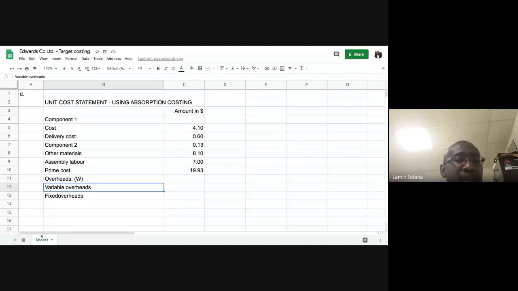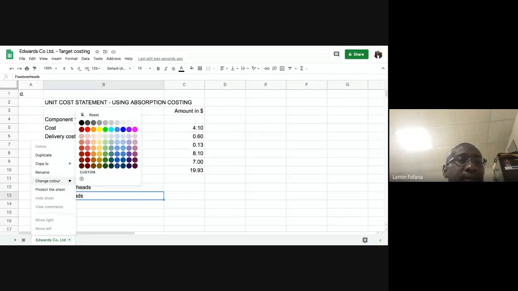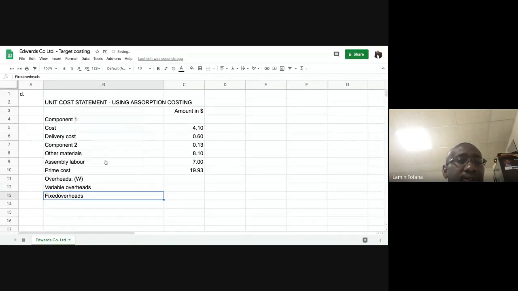So we're going to open a new sheet, and we call it overhead. This sheet, I'll just rename it. To rename a worksheet, double click on it and type. I'll type Edwards Company Limited. So that's the name of my worksheet. And then I'll change the color to green. You can change the color to green.